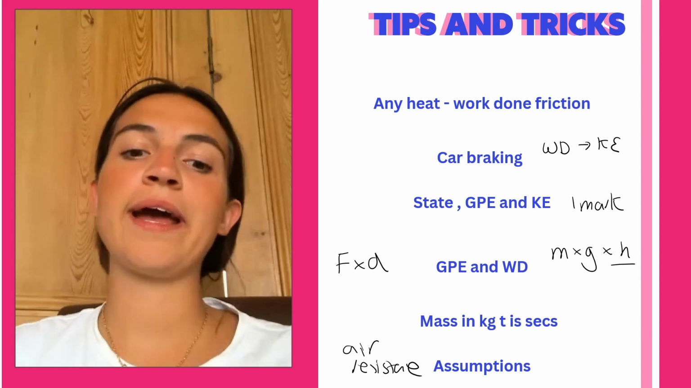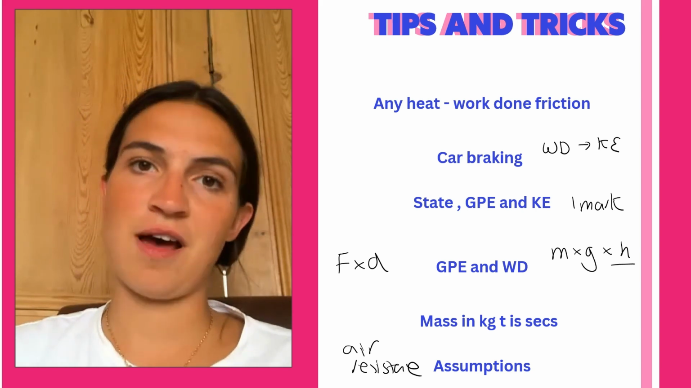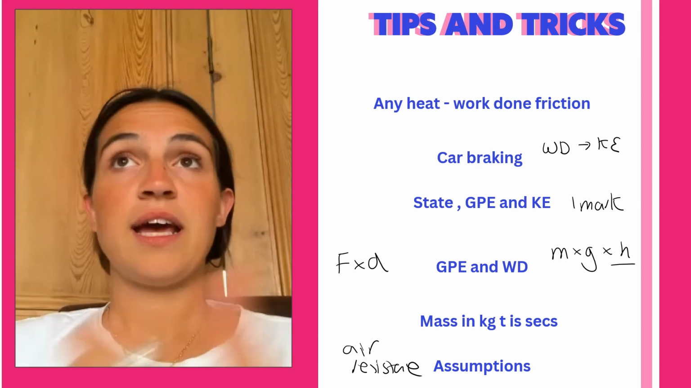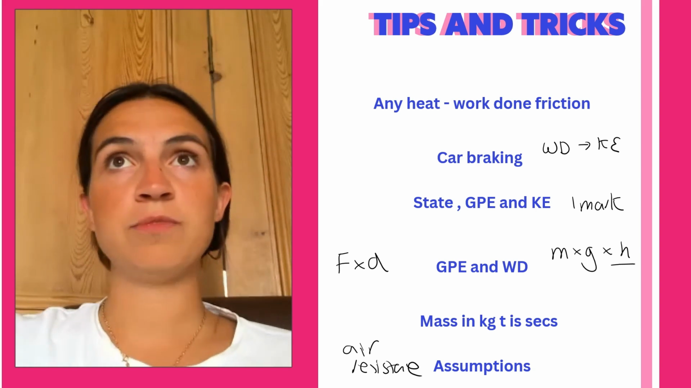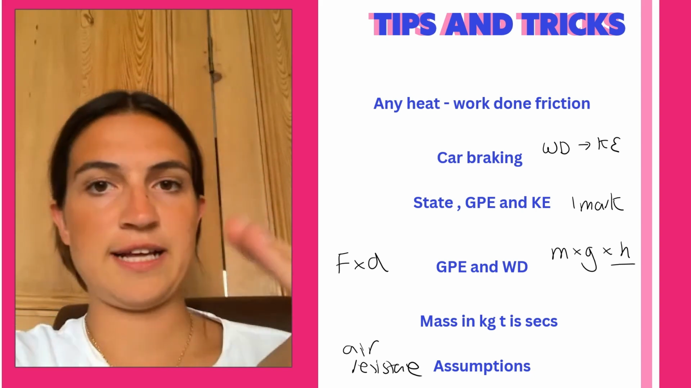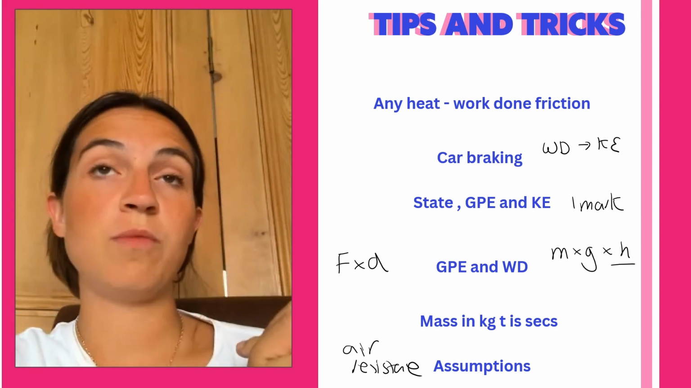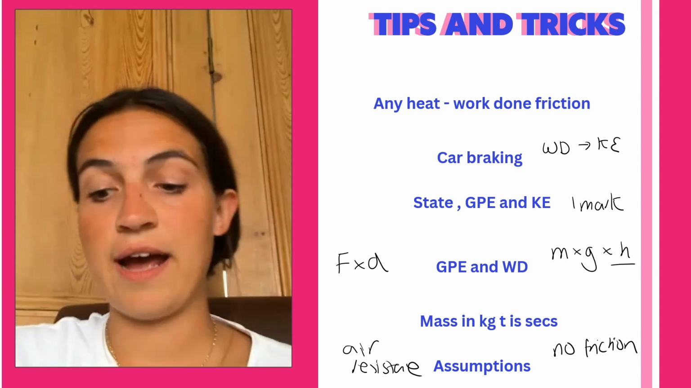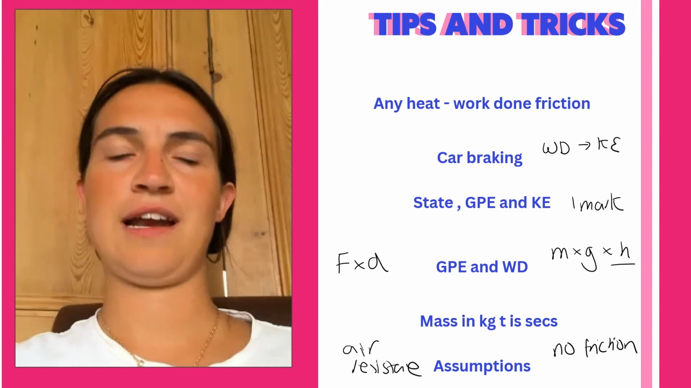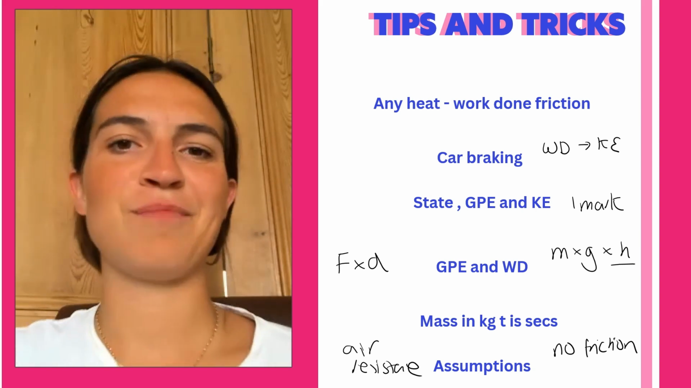Okay, as always, mass in kilograms, time in seconds for these equations, and assumptions. If they say, what have you assumed when you're trying to calculate gravitational potential energy into kinetic energy, you assume that there's no air resistance or no friction, so that there is no work done and no energy transferred into thermal energy.